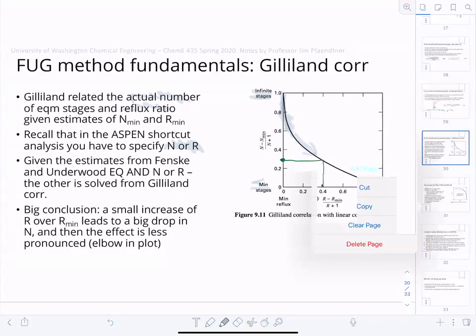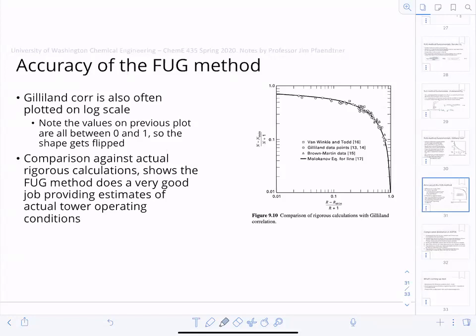Another way to think about it, they plot this twice. They also plot this on a log scale. So remember, the axes go between 0 and 1. And when you take the log of numbers that are less than 1, you're going to flip the shape, but this is actually the same data.